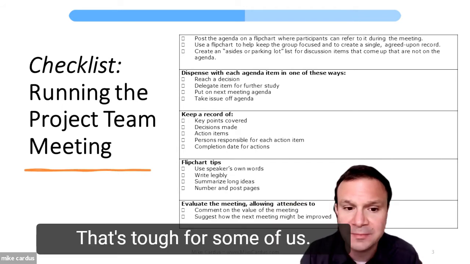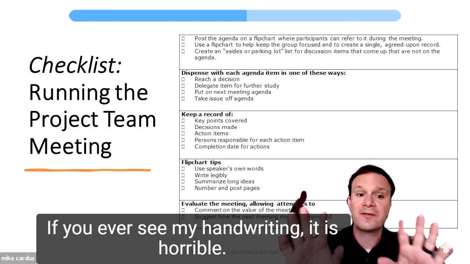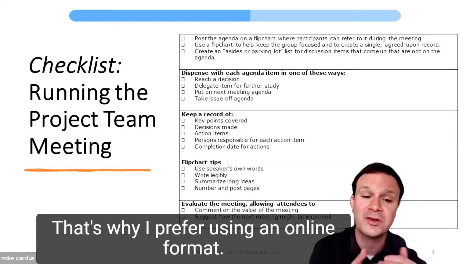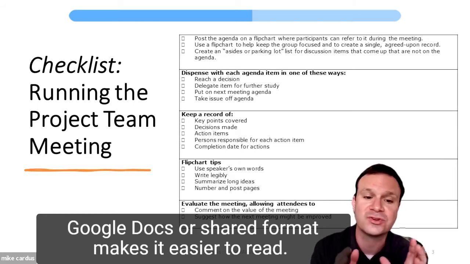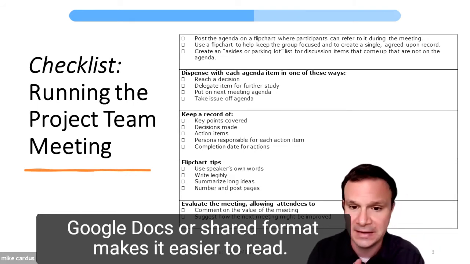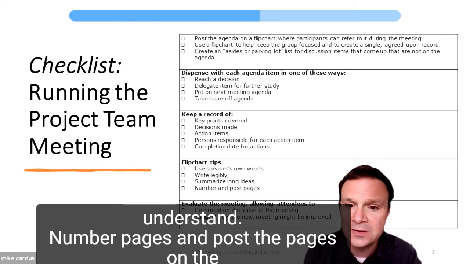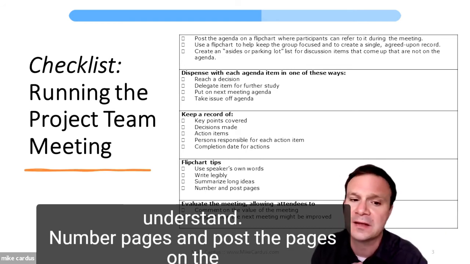Write legibly. That's tough for some of us. If you ever see my handwriting, it is horrible, but do your best to write where folks can see it. That's why I prefer using an online format, Google Docs, or a shared format. Makes it easier to read. Summarize long ideas in the person's own words, make them easy to understand. Number pages and post the pages on the wall.